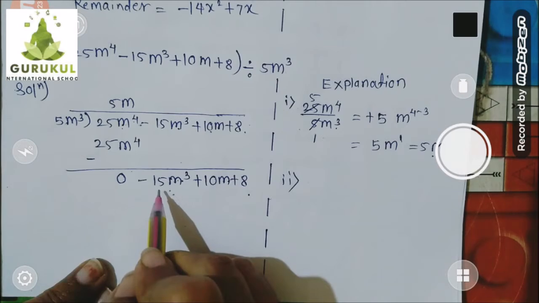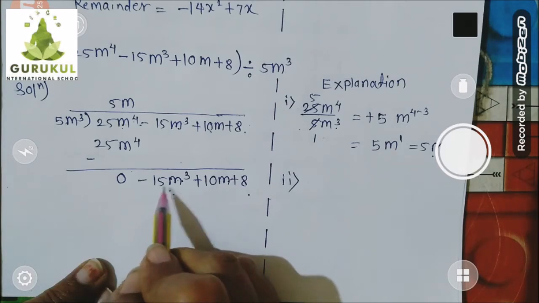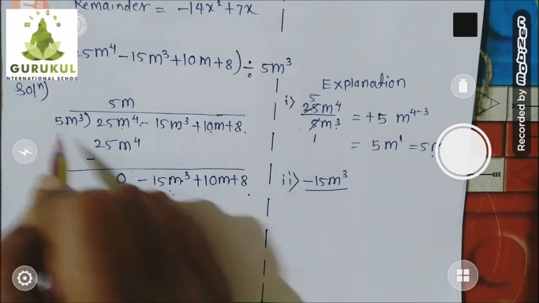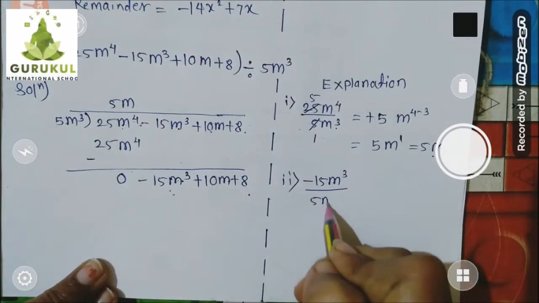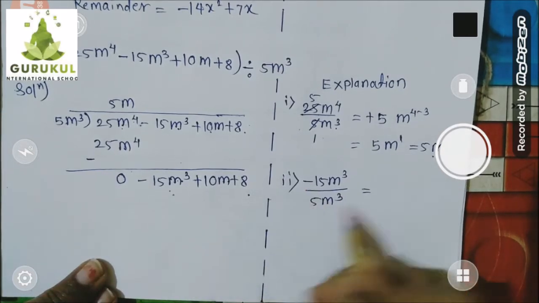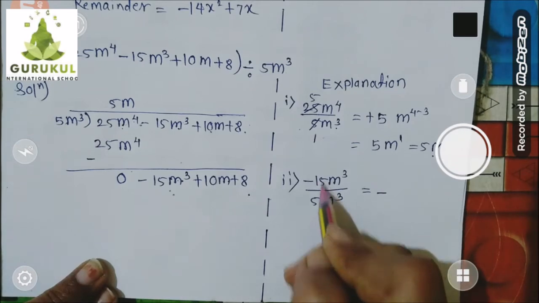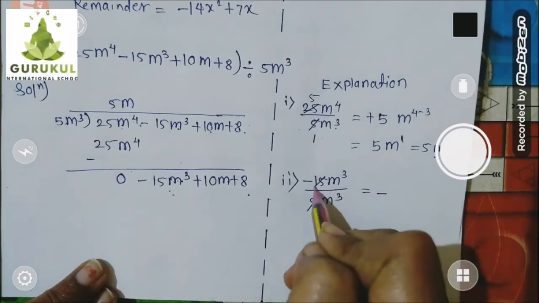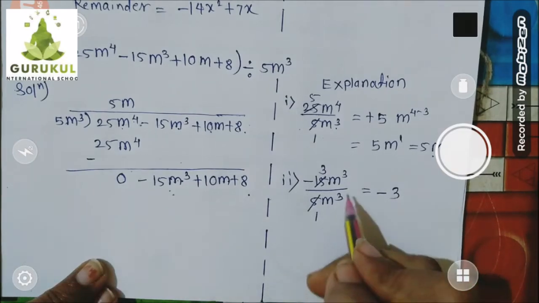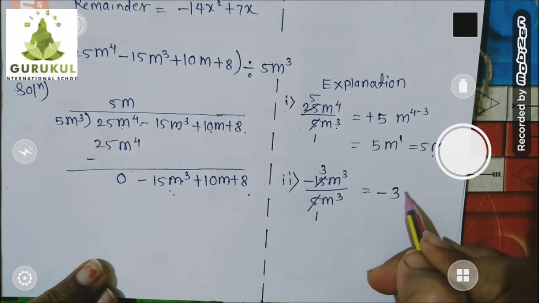Take the term which contains the highest power for division. So minus 15m cube divided by the divisor 5m cube. Now signs: this is minus, this is plus, plus into minus is minus. Now numbers division: 5 ones are 5, 5 3s are 15. So 3 upon 1 means only 3.